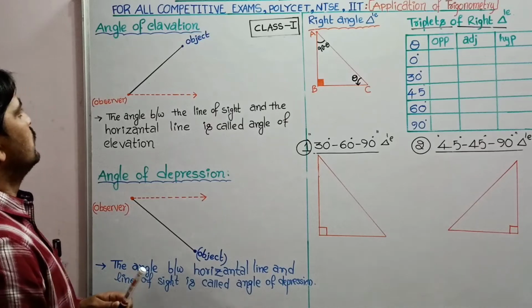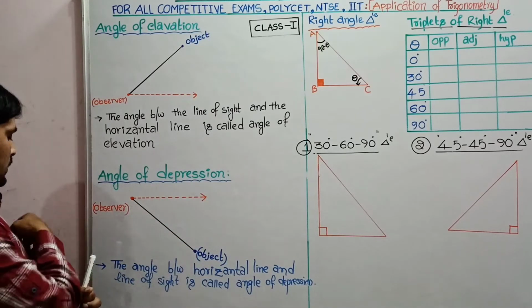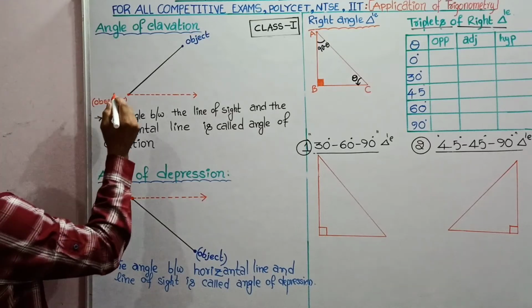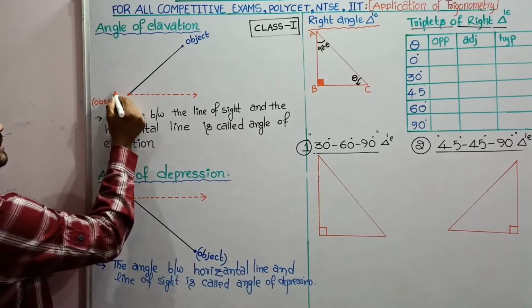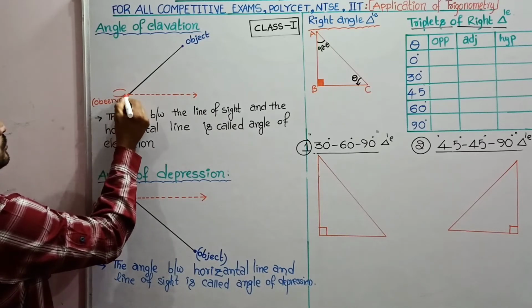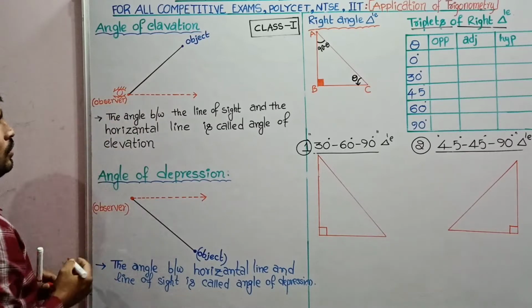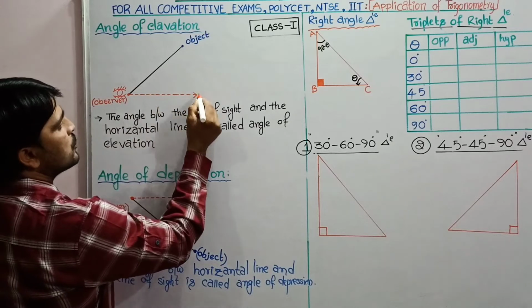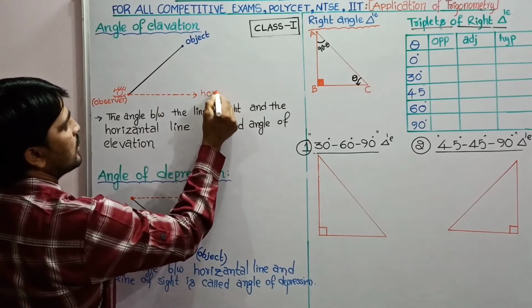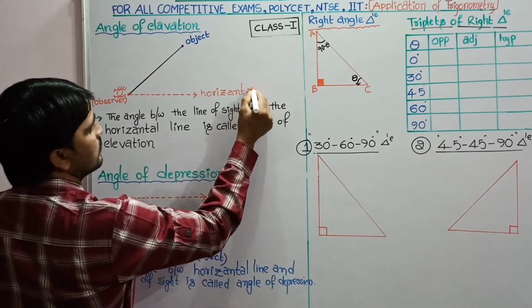Okay, so angle of elevation. What is angle of elevation? That is, consider this is the observer point. So consider an eye of an observer. Through the eye of an observer, draw a line, which is called the horizontal line.